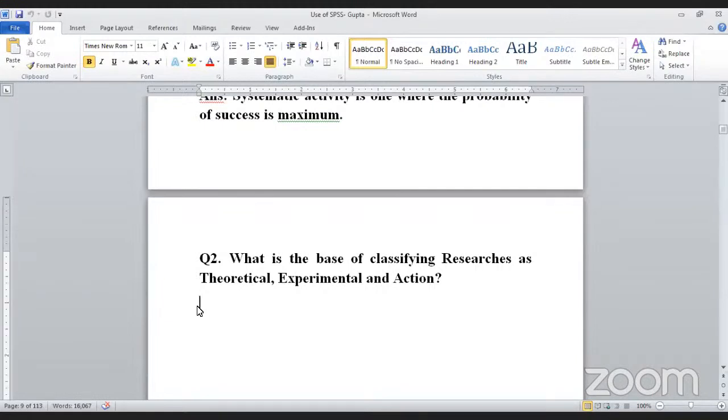So therefore, you can differentiate them by the degree of utility, or you can say the applicability. These are the answers to the two questions. I hope you have understood. Now we go ahead.